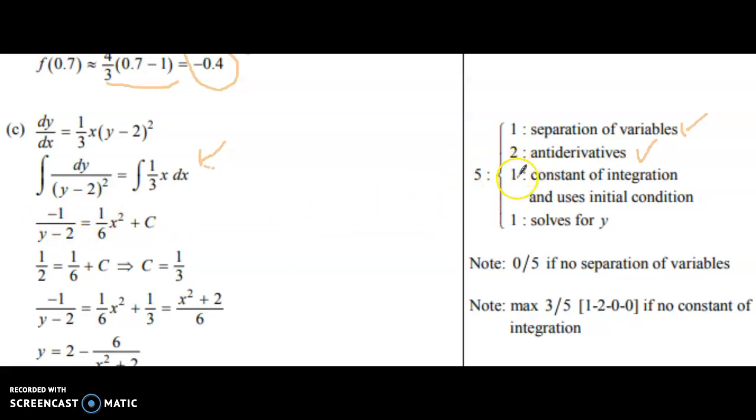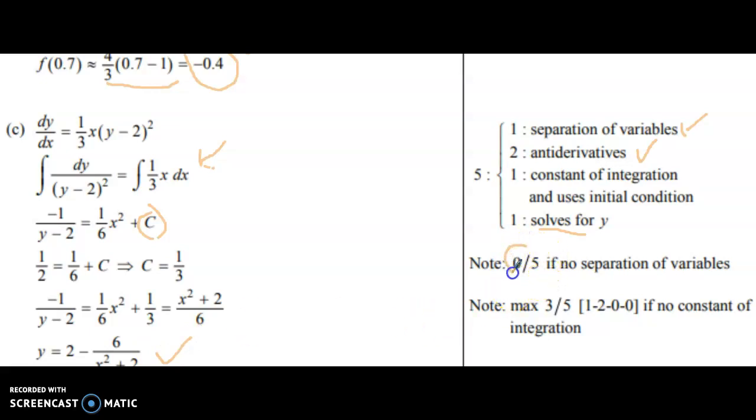The third point is the constant of integration and using the initial condition, so we're going to have a plus c, and you're substituting the 1, 0 for the third point. And then solving for y, you have to have completely the correct answer. y has to be by itself with no errors to get that last point.